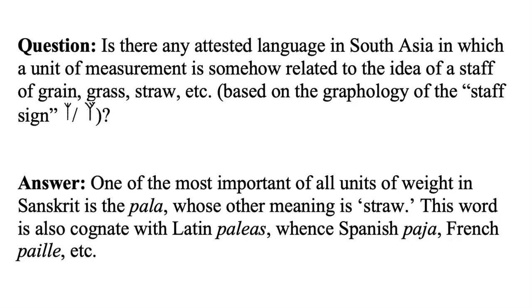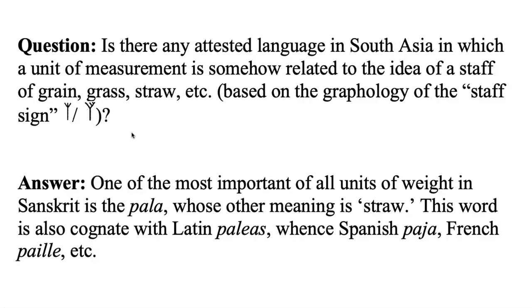All right, so let's start with a series of questions that we're going to answer. And let's start with the staff sign. Is there any attested language in South Asia in which a unit of measurement is somehow related to the idea of a staff of grain, of grass, of straw, etc.? Now this is based on the graphology of the staff sign, as well as the fact that we've already said, by virtue of its distributional properties, that it probably denotes a unit of weight of some kind. So we're using the graphology here in conjunction with its distributional properties.